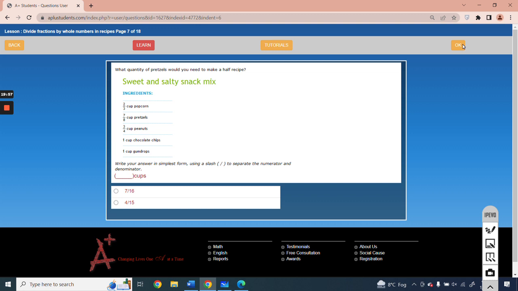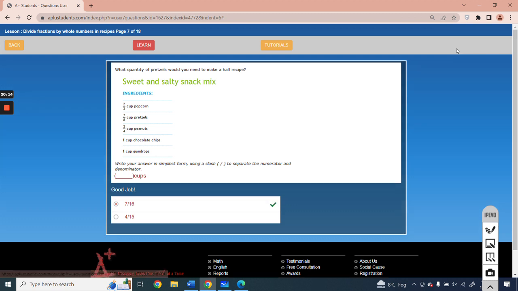Okay, what quantity of pretzels would you need to make half of the recipe? In the original recipe you have to use 7/8. Got it? So half of 7/8 is... Yes, that would be 7 over 16. Got it? Okay, you can complete the test by yourself later today.